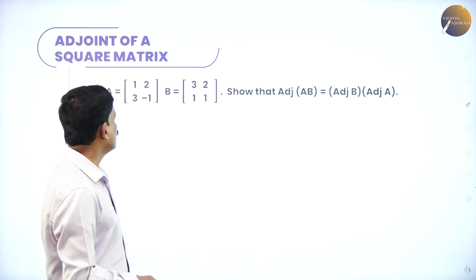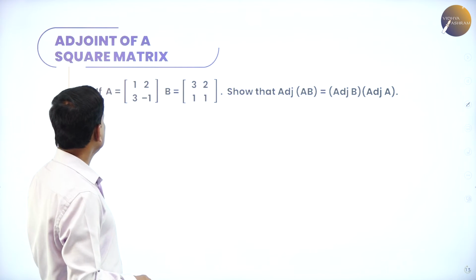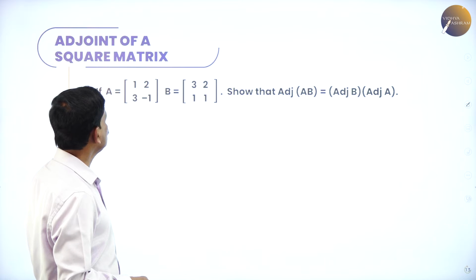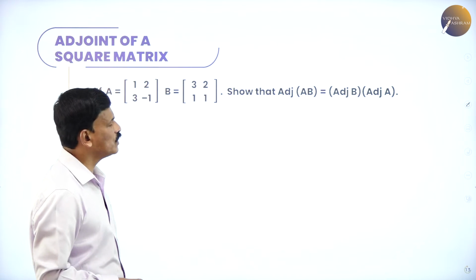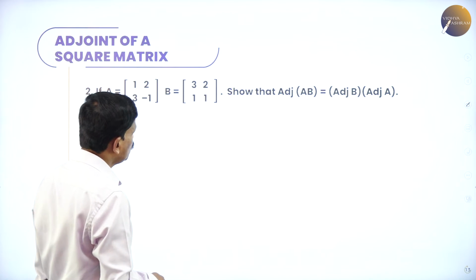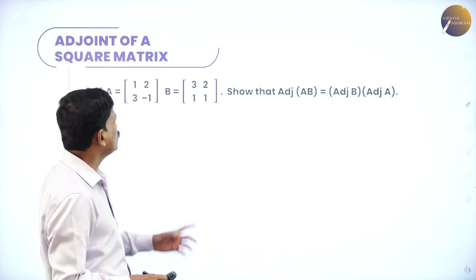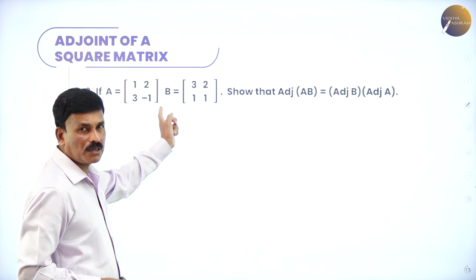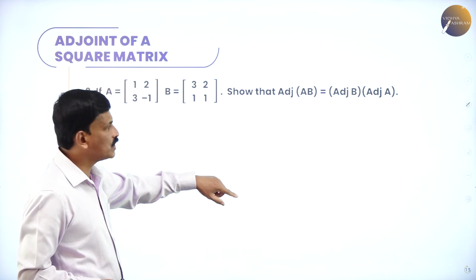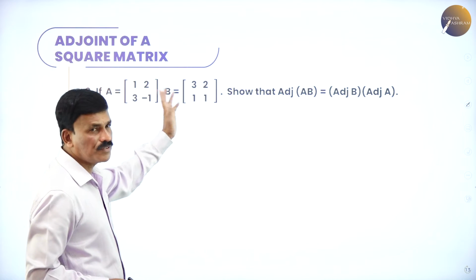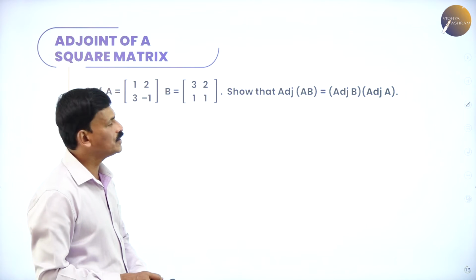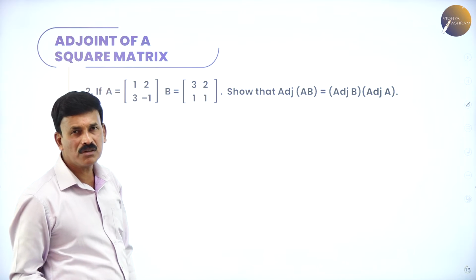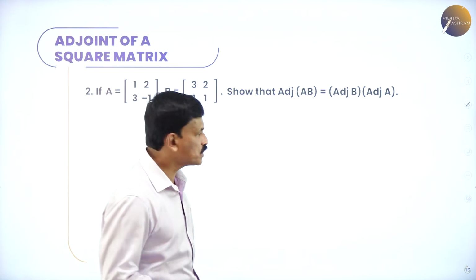What is the problem given? A and B are given, A is 1 2 3 minus 1, B is 3 2 1 1. Show that adjoint of AB is equal to adjoint of B into adjoint of A. So, first find out AB. First multiply the matrices A and B. For that, find out the adjoint. Then find out the adjoint of A and adjoint of B, then multiply adjoint of B into adjoint of A, you will get the answer. Okay.